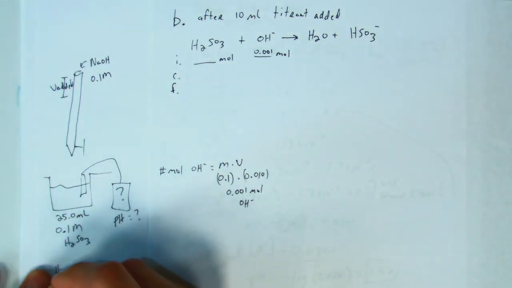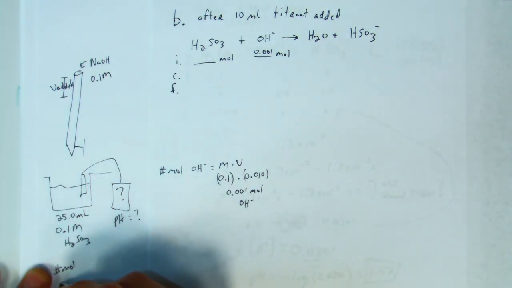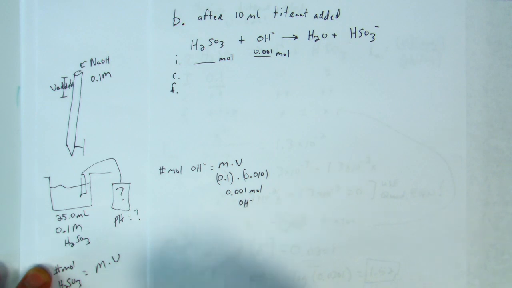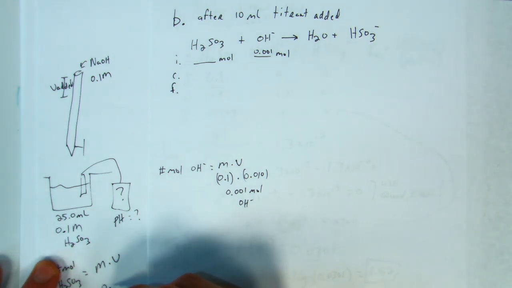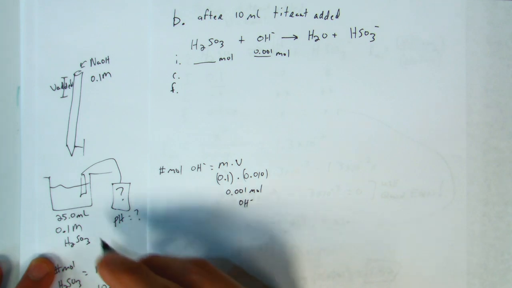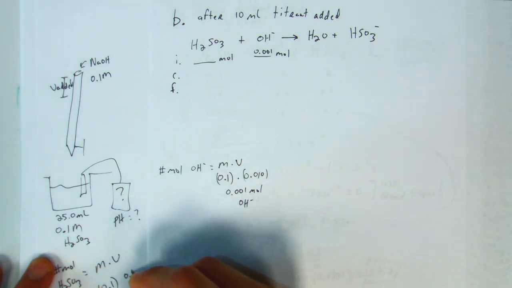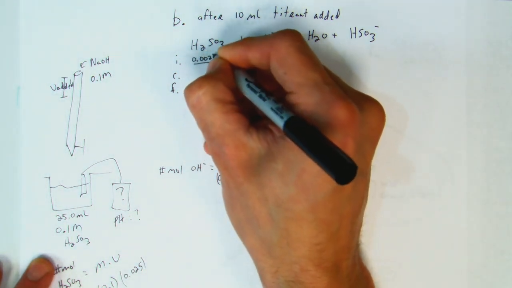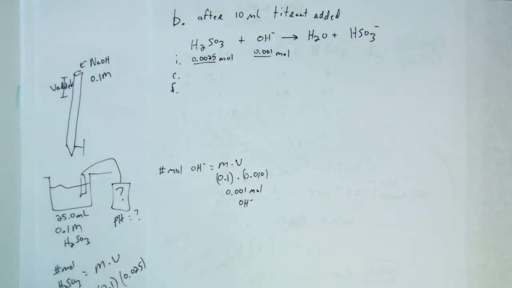Can I also compute the number of moles of my H2SO3? Well, if I multiply molarity times volume, I can compute moles of anything. So 0.1 molar, what's my volume? Well, it's 25 milliliters, that's 0.025 liters. So it looks like I've got 0.0025 moles of the H2SO3.